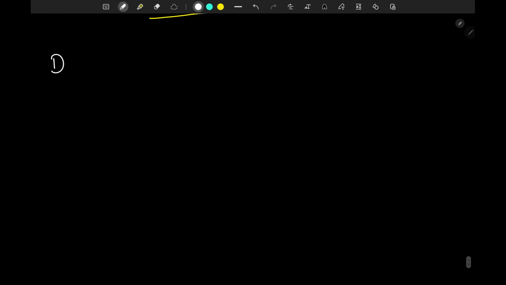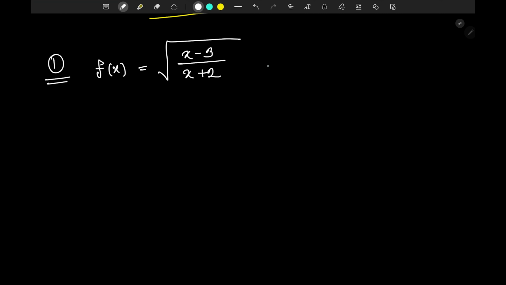We start with an example where we want to find the domain first. Let's say there is a function f of x, which is equal to the square root of (x minus 3) divided by (x plus 2). We want to ask what is the domain of this function. For now, let's not worry about the range. Our primary target is to just solve for the domain of this function.